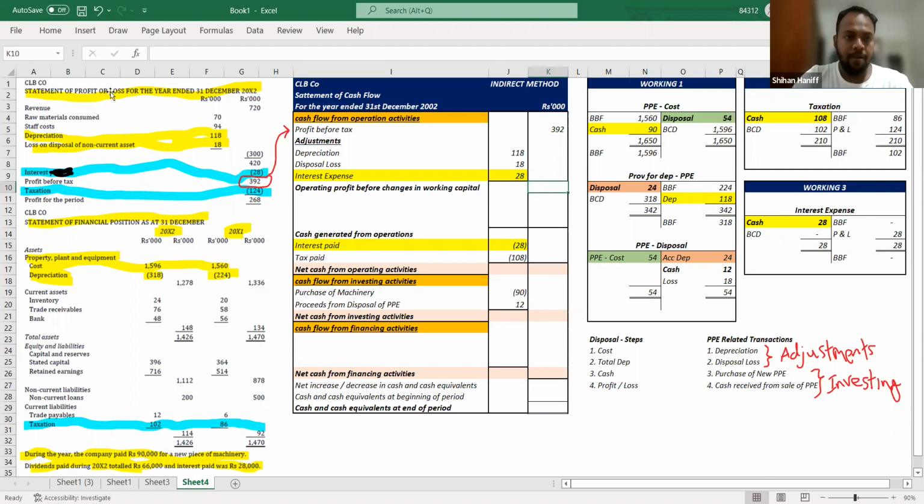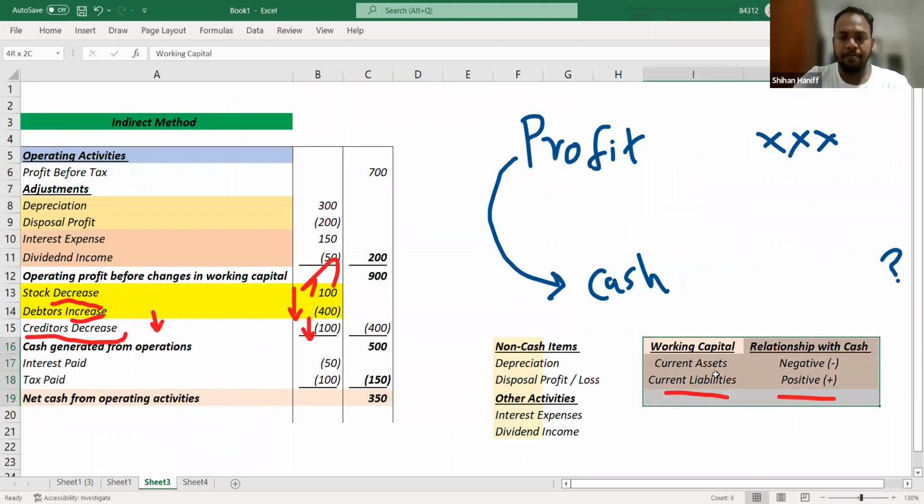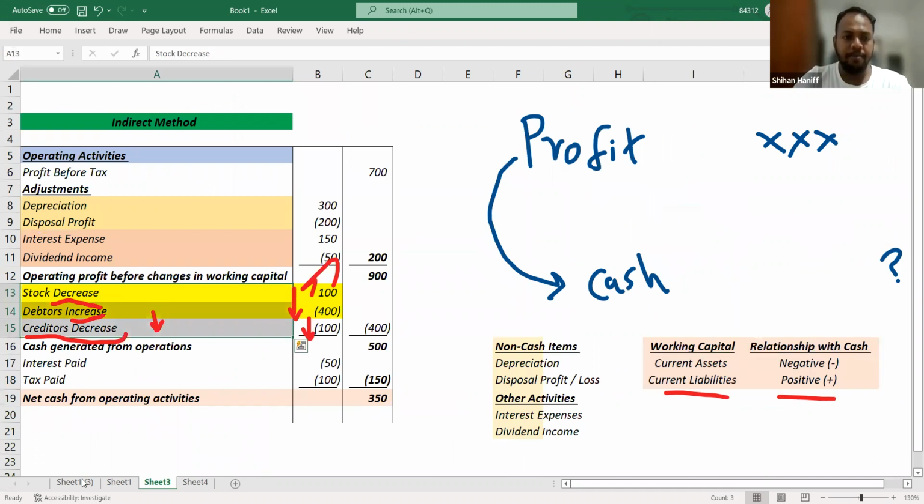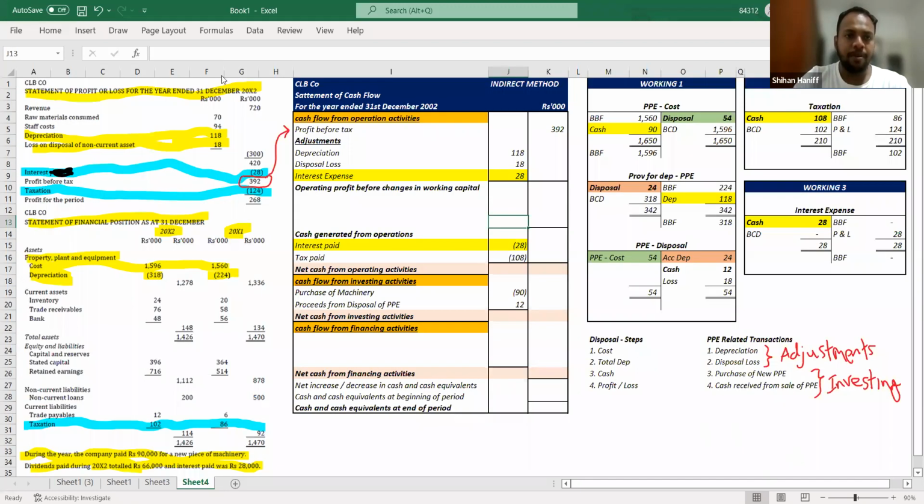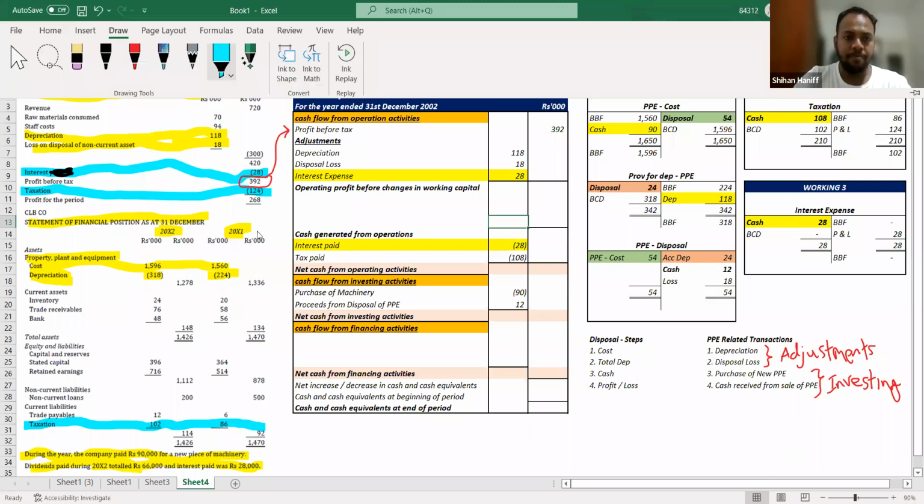Okay. Now we are going to the statement of financial position. Assets, PPE is done. Now we have current assets. Okay, let's complete the transactions in current assets and current liabilities. So as I said earlier, in our example, working capital, current assets and current liabilities. Here, these are the main items: stock, debtors, and creditors. Okay, let's see what happened to the inventory, what happened to the trade receivables, what happened to the trade payables.